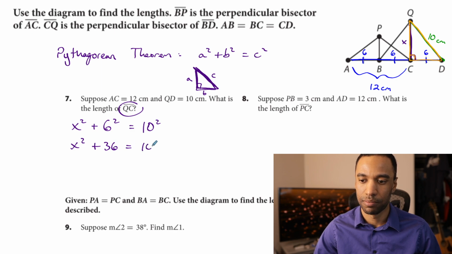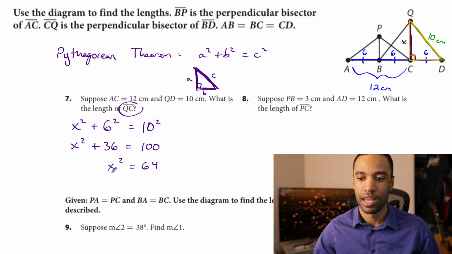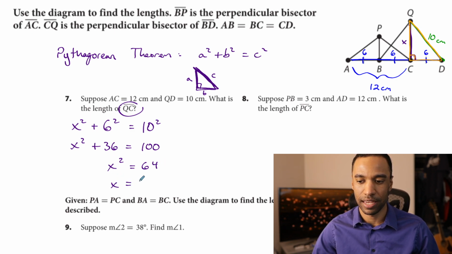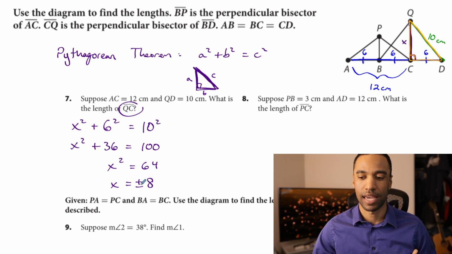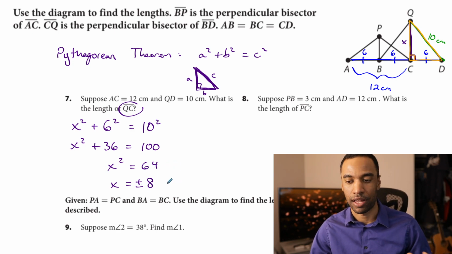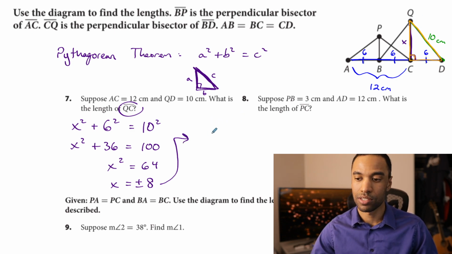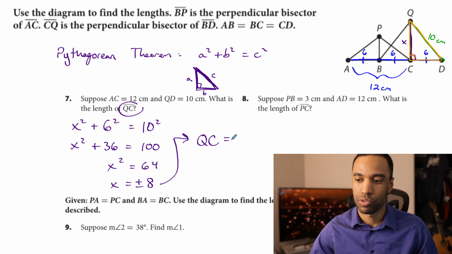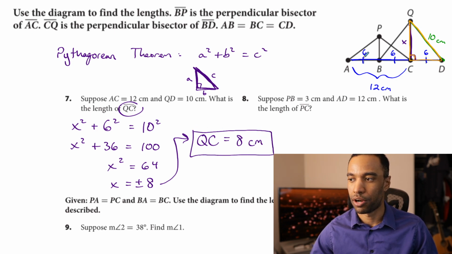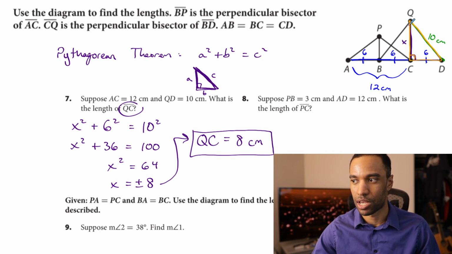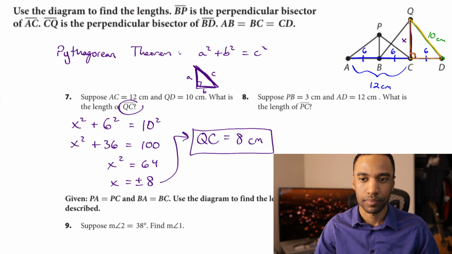All right, 6 squared is 36. 10 squared is 100. Subtract 36 from both sides, x squared equals 64. Take the square root of both sides, you'll get x equals plus or minus 8. Now, we can't have negative length, so we're going to consider its absolute value and only refer to 8. So the length of QC is x, so I'll just call this QC now. QC is 8, and this is centimeters there. So again, using the Pythagorean Theorem and the perpendicular bisector theorem to understand that we have that right triangle to find the length is what we needed.